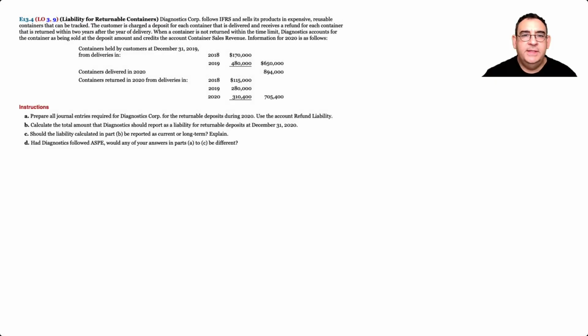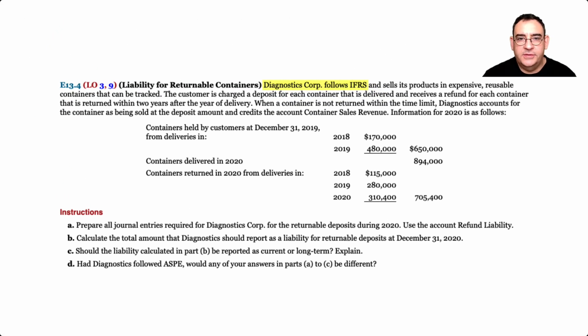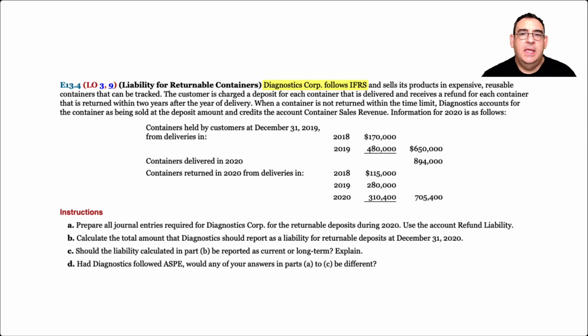In this video, I'll demonstrate the accounting and presentation of customer deposit liabilities using textbook question 13.4, which relates to learning objectives 3 and 9. So in this example, Diagnostics Corp follows IFRS and sells its products in expensive reusable containers. The customer is charged a deposit for each container that's delivered, and it receives a refund for each container that's returned within 2 years after the year of delivery.